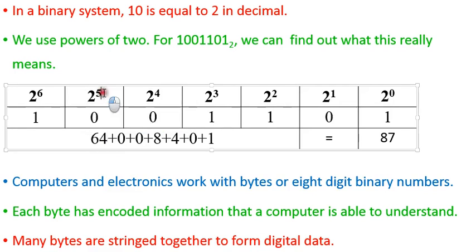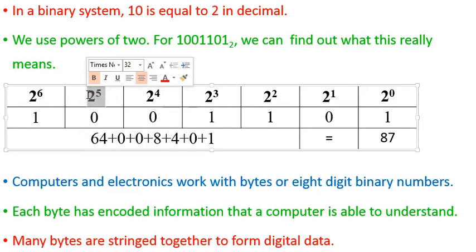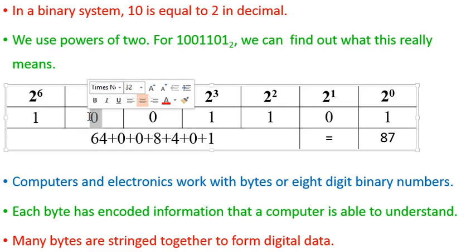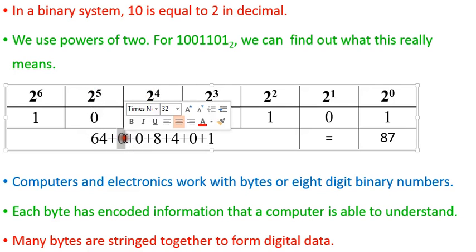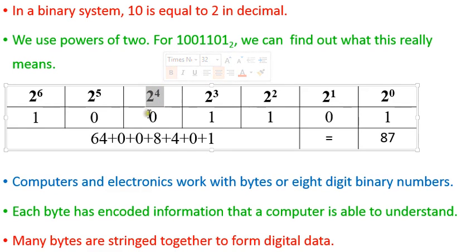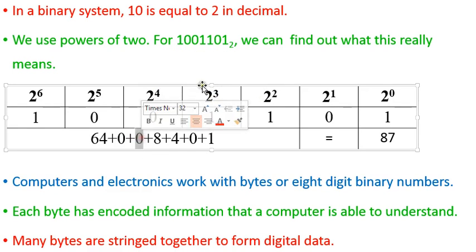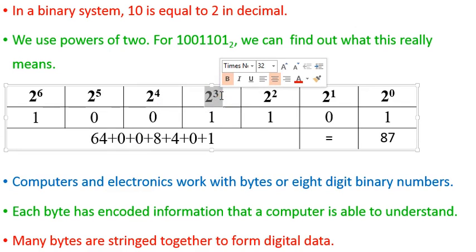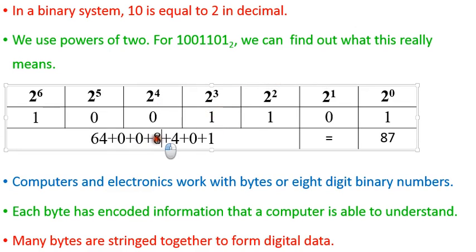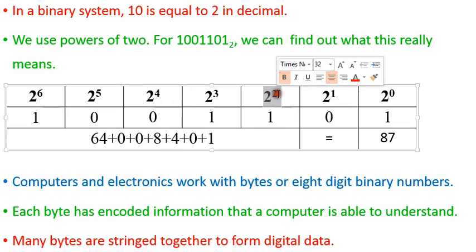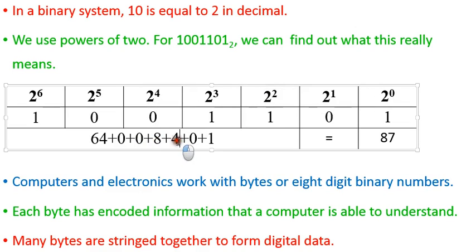Then if you come to the next one, 2 raised to power 5, you say 2 times 2 times 2 times 2 up to 5 to give you 32. But that 32 should be multiplied by this 0, and 0 times anything is what? 0. That's why we have 0 here. The same thing with this, 16 times 0 will give you 0. Here, 2 raised to power 3 will give you 8 times 1, you have your 8 here. 2 raised to power 2 here will give you 4 times 1 will give you your 4 here. 2 raised to power 1 should give you 2 times 0 will give us this 0.